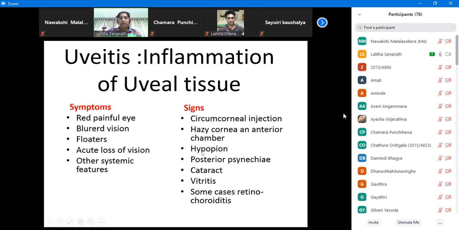There may be hypopyon. Hypopyon means there's a pus collection in the anterior chamber, and it's a sediment down while the patient is in the upright position, or it may be on some other side when the patient is lying down. There's a pus collection in the anterior chamber.